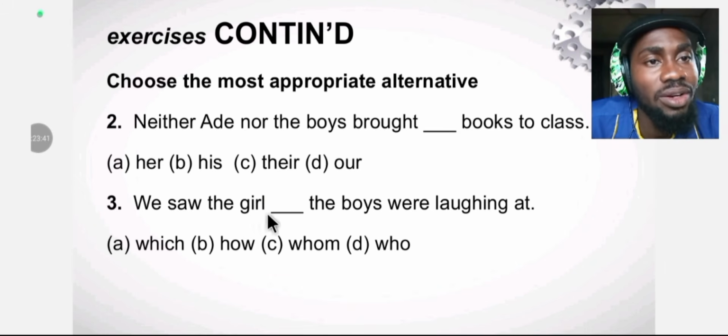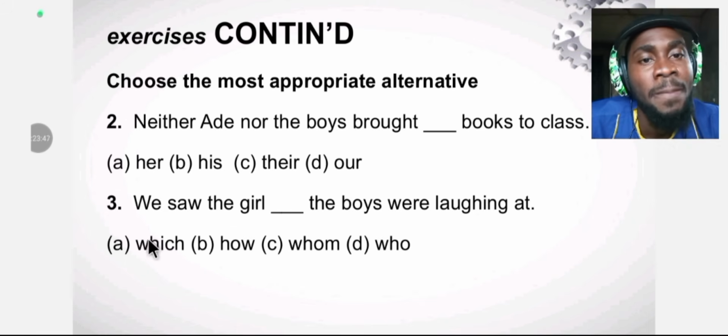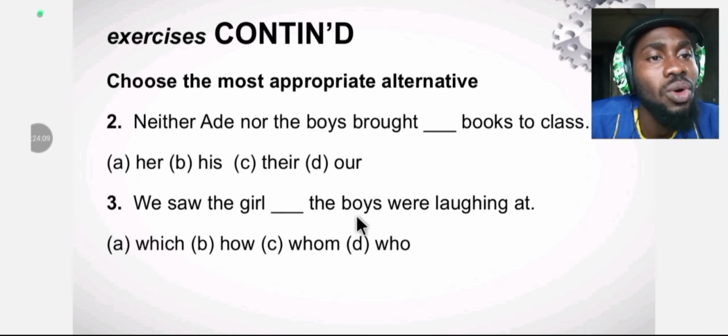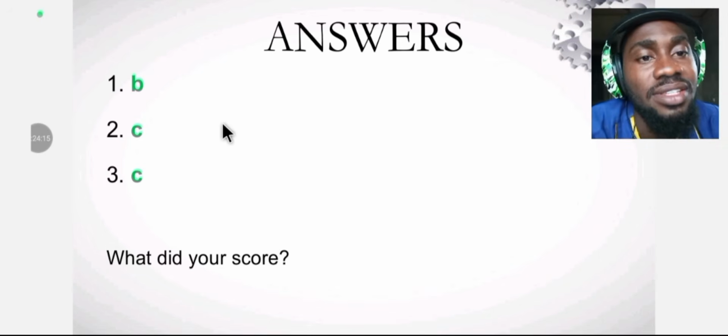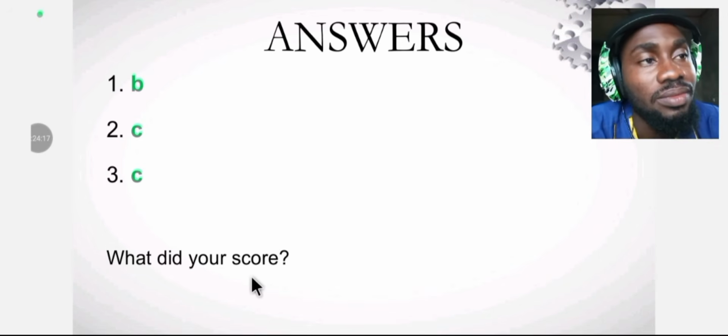Number 3, we saw the girl dash the boys were laughing at. A, which. B, her. C, whom. D, who. What's your answer? You answered right. The correct option is C, whom. We saw the girl whom the boys were laughing at. These are the answers. What did you score?